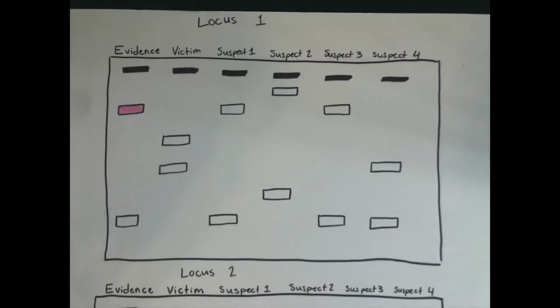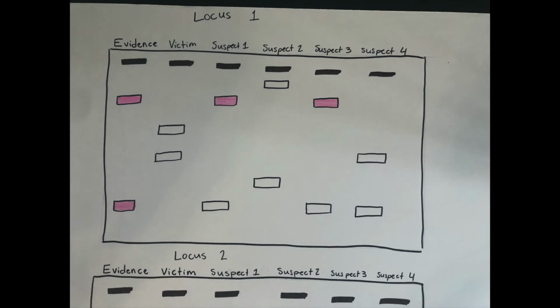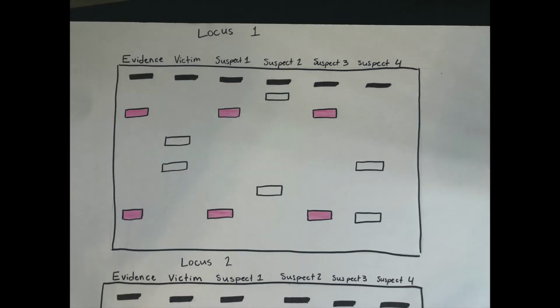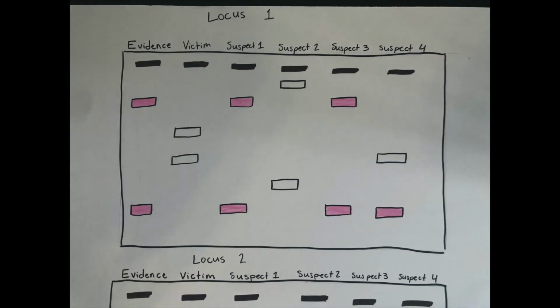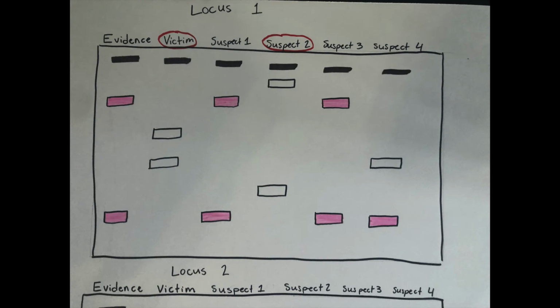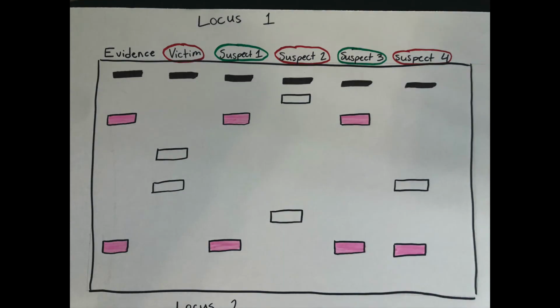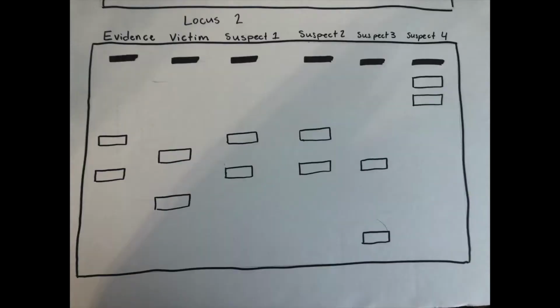So looking at the first allele, we can see that both suspect 1 and 3 have that same allele. Looking at the second allele, both suspect 1, 3, and 4 all have that same allele. This rules you out, the victim, as you shared no alleles with the evidence in locus 1. It also rules out suspect 2 and 4. However, we cannot rule out suspect 1 or suspect 3 because they both match with the locus 1 in the evidence.